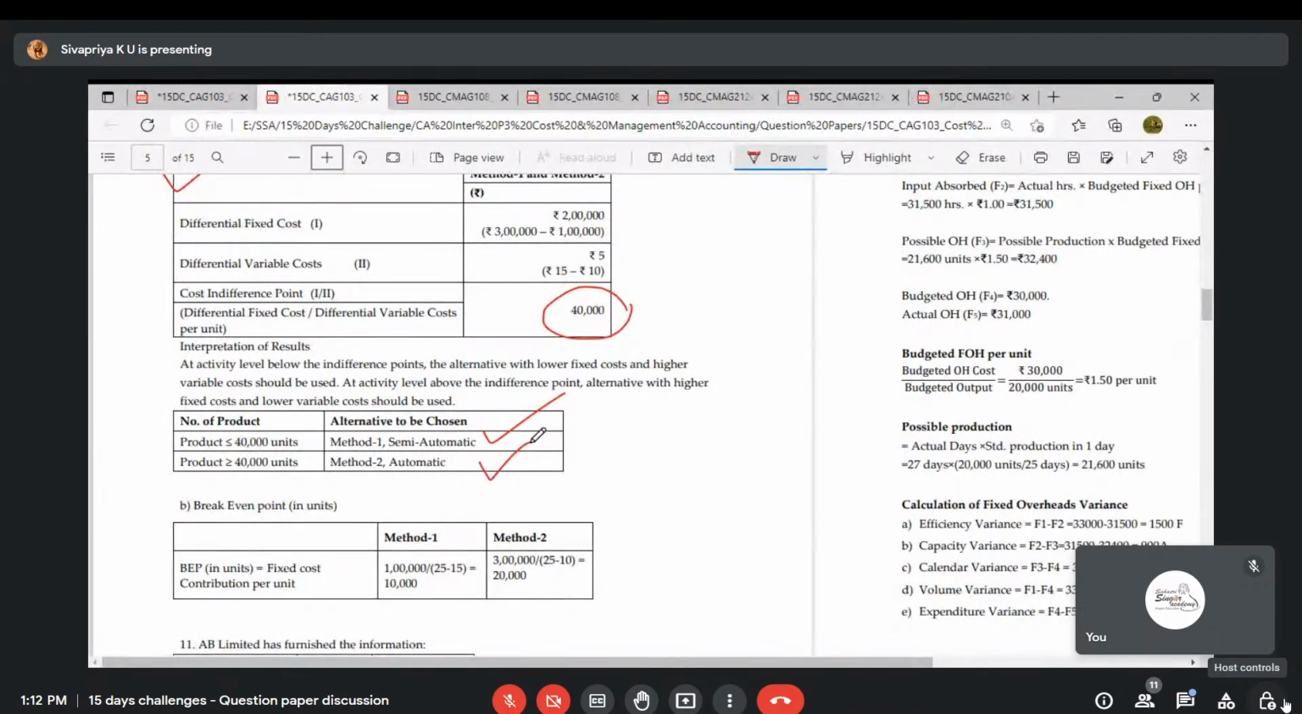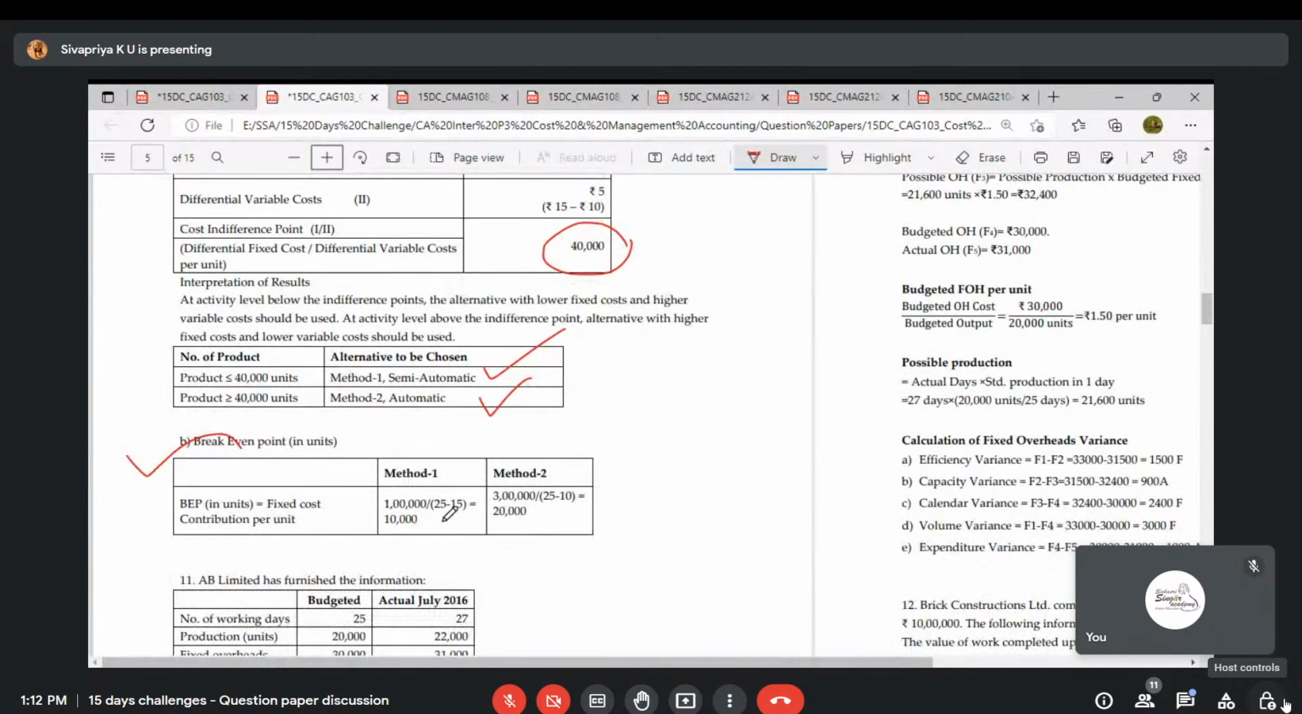Point number B, what they asked is the break-even point. For method 1 it is 10,000 and for method 2 it is 20,000 units.